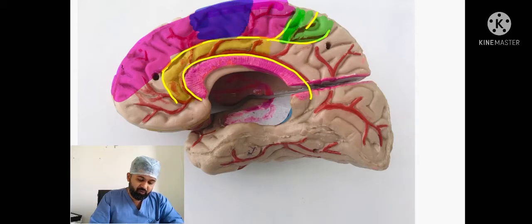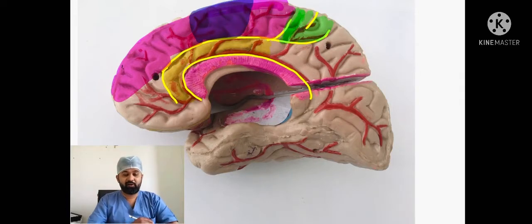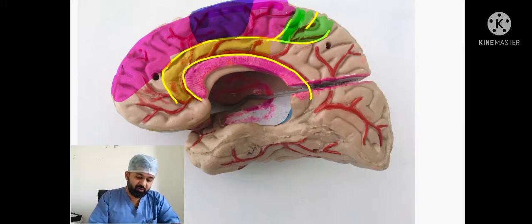This area, we saw in the last video, controls activities which necessarily involve both sides of the body. So activities of the face, of the truncal musculature, and of speech are essentially controlled by the SMA, or the supplementary motor area.